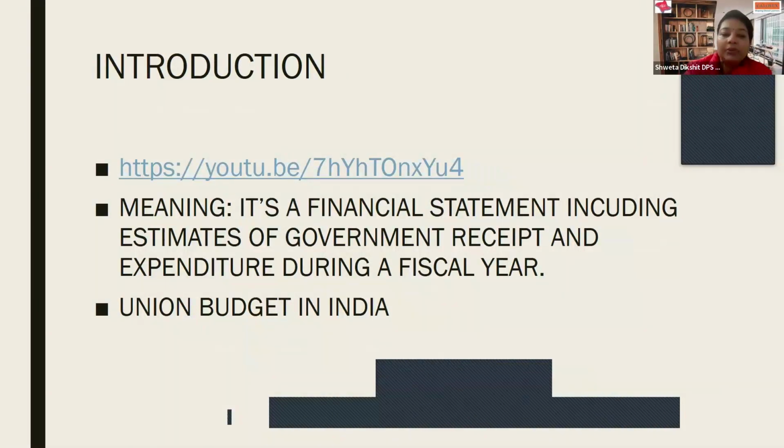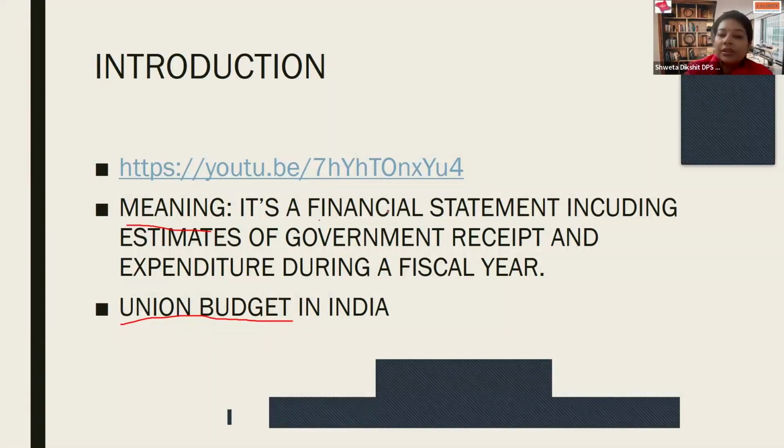Now, I would first start with the financial statement's meaning, or budget's meaning. Children, let me tell you very clearly that here we are just going to discuss the union budget. There are three tiers of government in any country, that is the central government, state government, and the local government. All three of them are going to present a budget. But in this chapter, we'll just study the central government's budget, which is also known as the union budget in India.